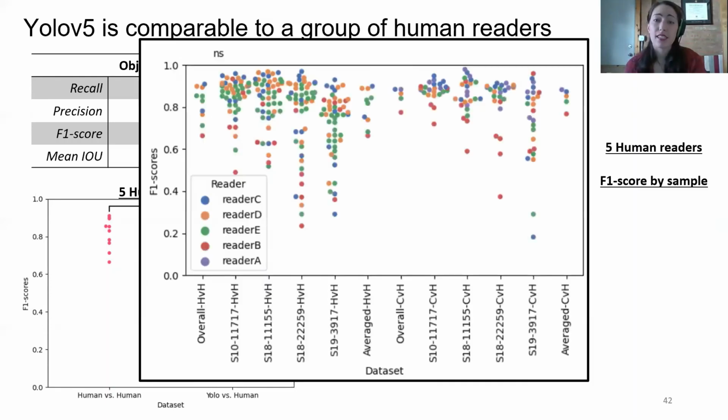If we break this down to the sample level, we can see that YOLO is just as consistent as the readers within the readers at the sample level as well. We can also look at the sample level comparing between readers. We have a series of studies going on right now to ensure that this is actually the best, most robust way to define ground truth for these types of images.